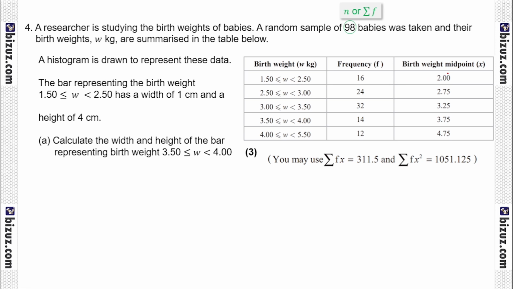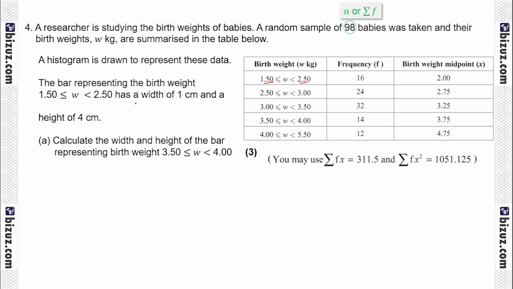And for each class, we have the midpoint of that class. So for 1.50 and 2.50, the midpoint of these two endpoints is obviously 2. So that has been noted here. So that will be useful later. Now, a histogram is drawn to represent these data. So although not shown here, they're telling us that a histogram is drawn using these data.